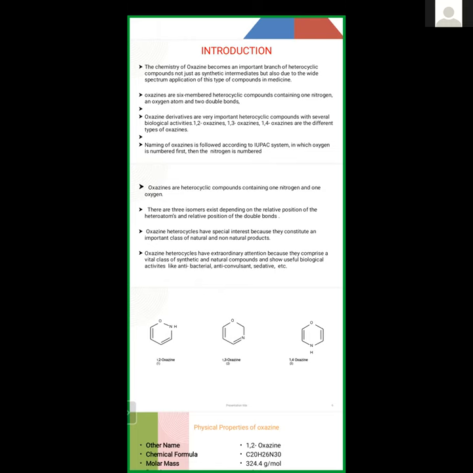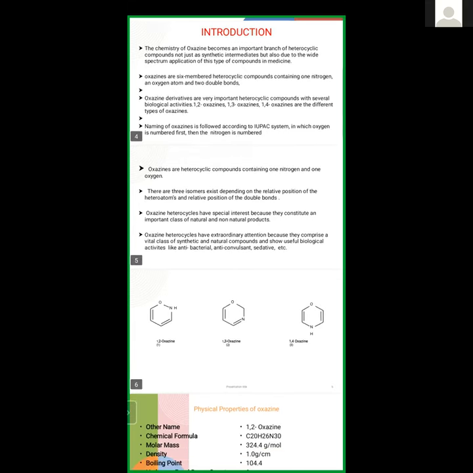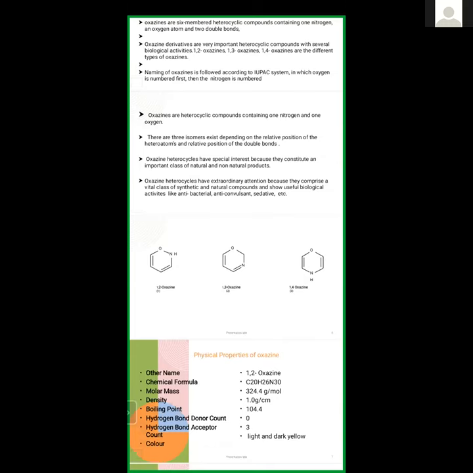Numbering of oxazine follows the IUPAC system, in which oxygen is numbered first and then nitrogen. Oxazines are heterocyclic compounds containing one nitrogen and one oxygen. Three isomers exist, depending on the relative position of the heteroatoms and the relative position of the double bond. Oxazine heterocycles are of special interest because they constitute an important class of natural and non-natural products.